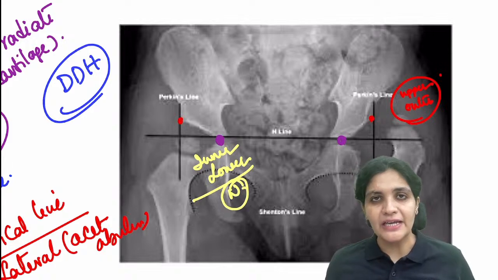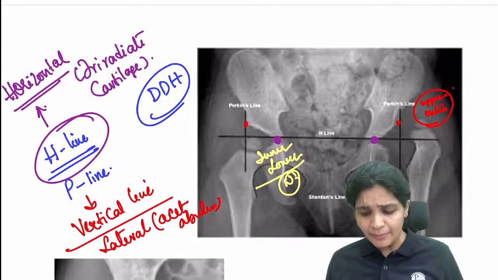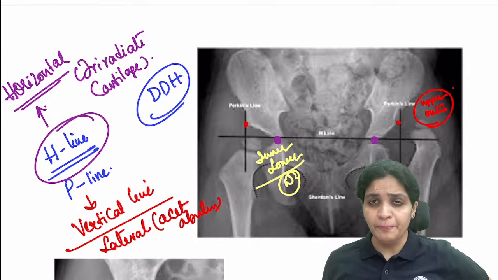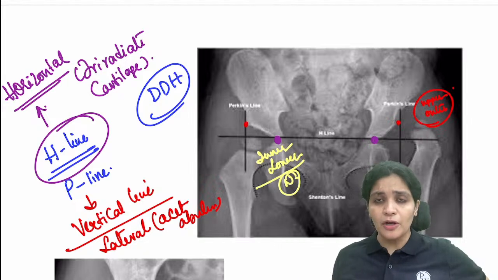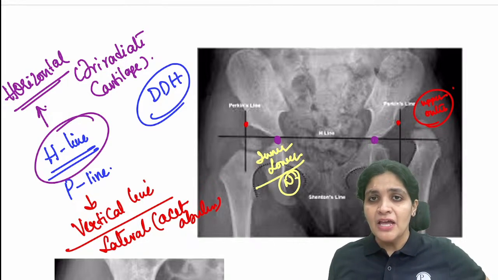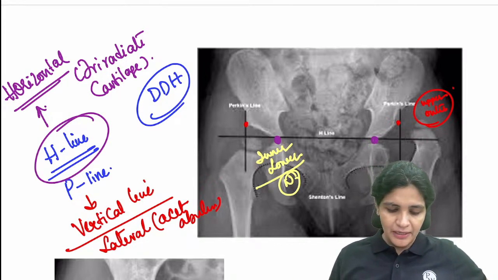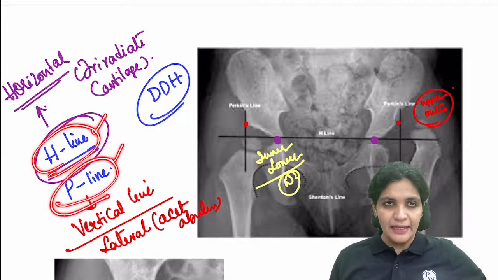And in case of DDH, this is the X-ray which they can put up, and this is not the X-ray of a very small newborn. It is after 1 year, right? So these are the two lines which you have to remember in DDH. One is the H line and second one is the P line, Hilgenreiner's line and Perkins line, right?